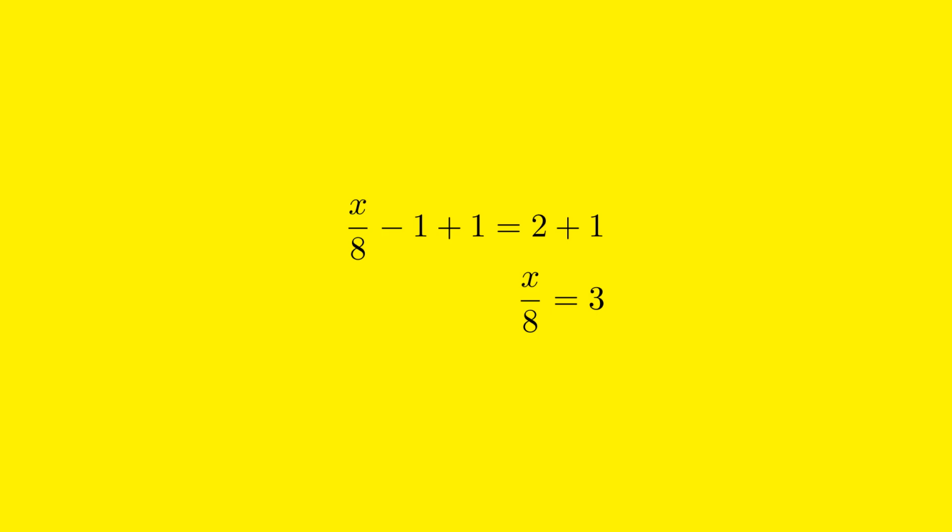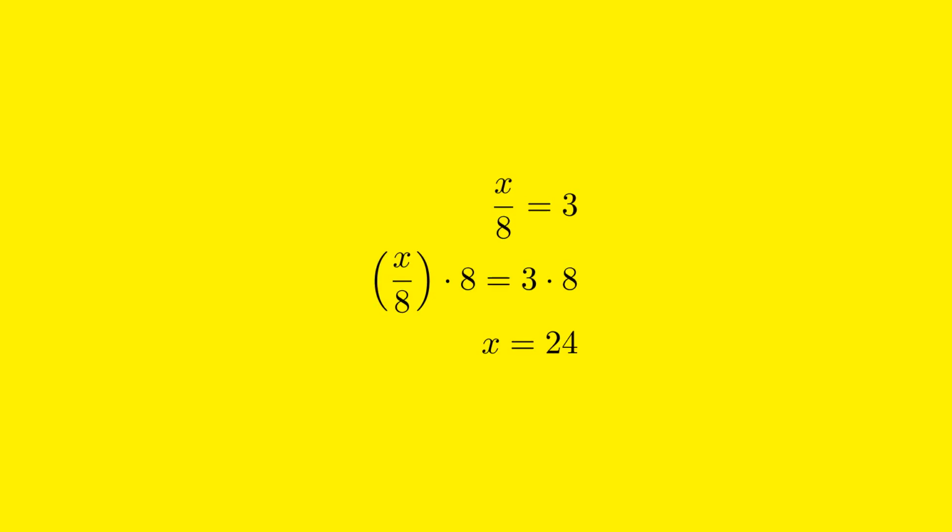So the revised equation becomes x divided by 8 minus 1 plus 1 equals 2 plus 1. The minus 1 and plus 1 on the left side cancel each other out, leaving us with x divided by 8 equals 3. This is because 2 plus 1 on the right side equals 3. Now the equation is simpler, and we have x divided by 8 equals 3, which brings us closer to isolating x.